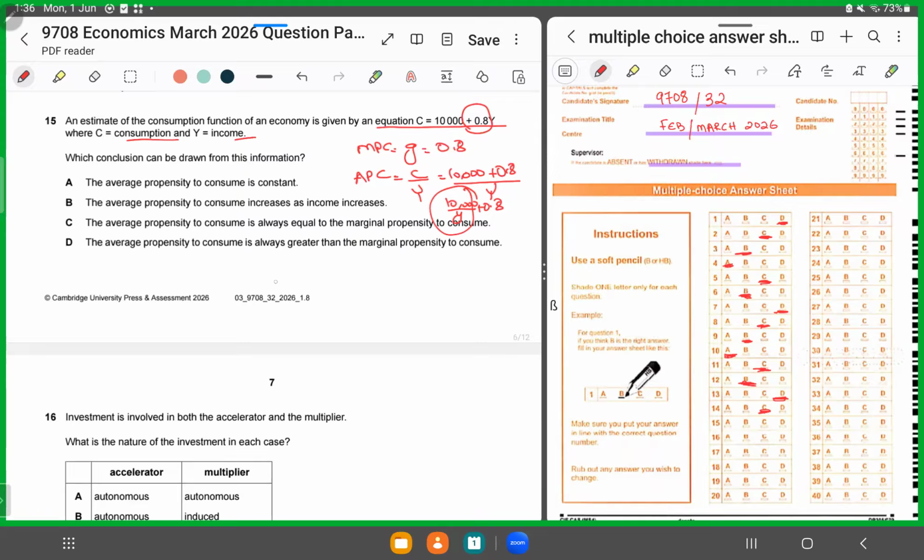The average propensity to consume has to be greater than marginal propensity to consume, right? Average propensity to consume is greater than marginal propensity to consume. Average propensity to consume falls as income increases. So it cannot be A, it cannot be B, it cannot be C. Because over here it says average propensity to consume is constant. Average propensity to consume increases as income increases. No, average propensity to consume falls as income increases. Average propensity to consume is always equal. No, average propensity to consume is greater than marginal propensity to consume. So we'll chop A, B, and C. D is the correct answer. 15, we'll shade in D as the correct answer.